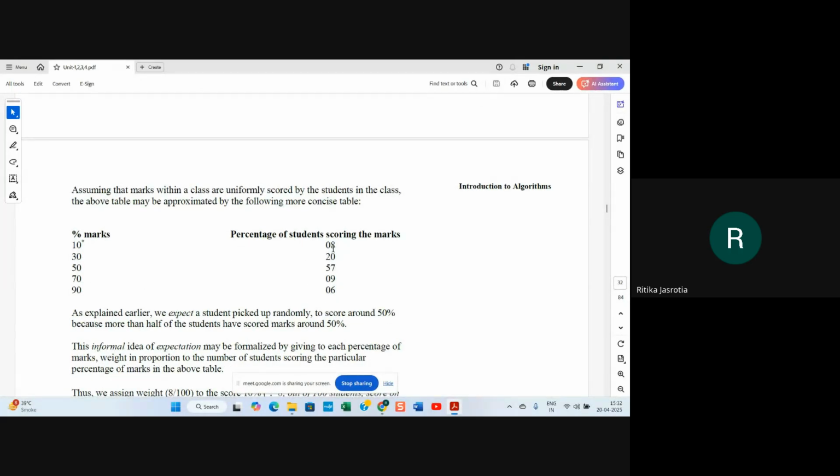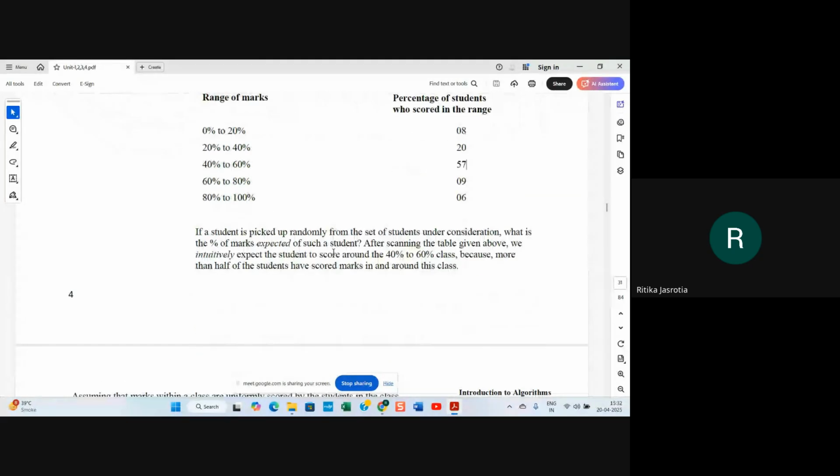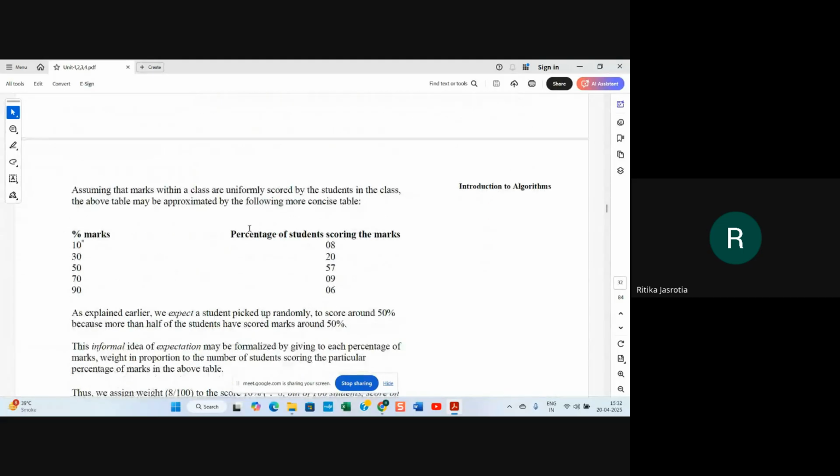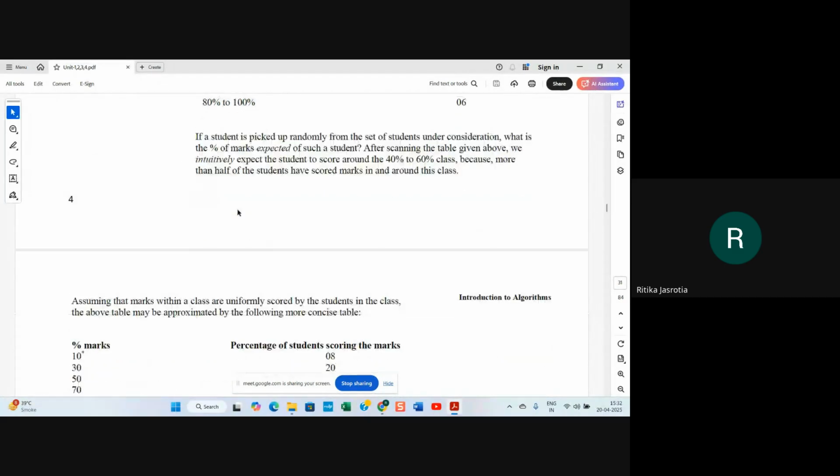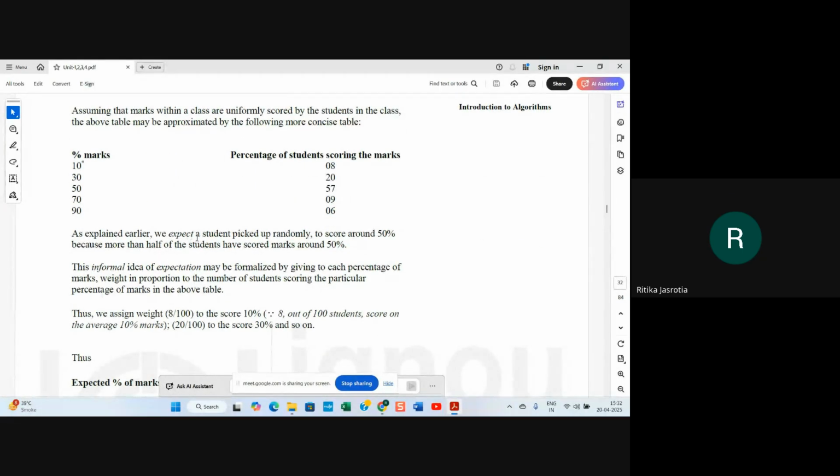So 10, 8. So they are giving you that. They are taking the mid-value from 0 to 20. Suppose 10 is the average they have taken. So 10% is 8. 30% among 20 to 40 is 20. 50% is 57. 70% is 9, and 90% is 6. So as explained earlier, we expect a student picked up randomly to score around 50%, because more than half of the students have scored marks around 50%.